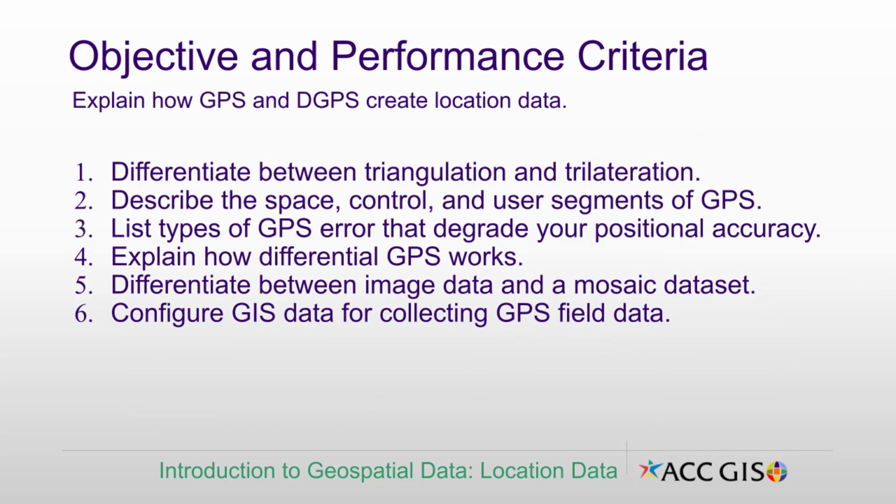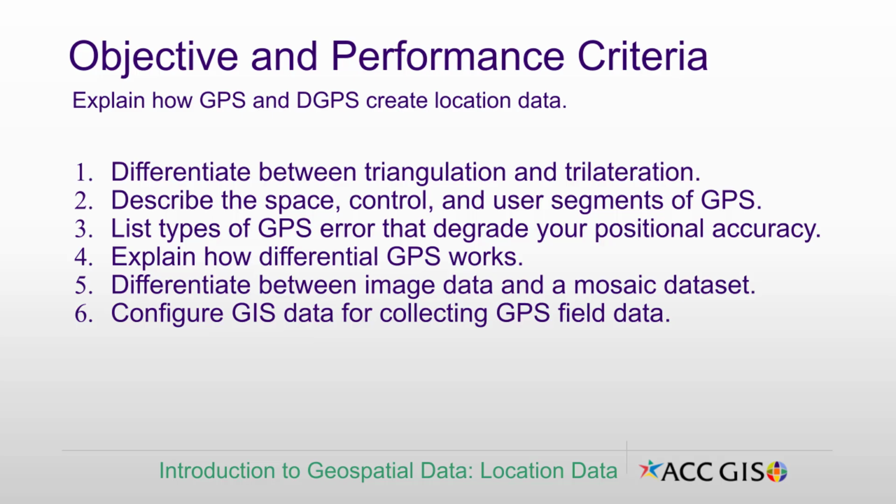At this point, you should be able to differentiate between triangulation and trilateration. Triangulation is where you calculate your position using angles, and trilateration is where you calculate your position using distances. You should be able to describe the space, control, and user segments of GPS. Space are the satellites themselves. Control are the facilities on the ground that help manage the satellites, and the user is actually you holding the receiver that you need to calculate your position.